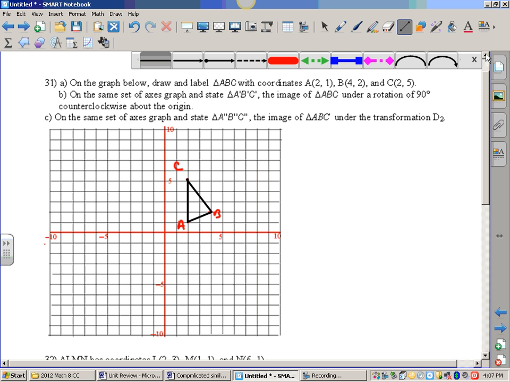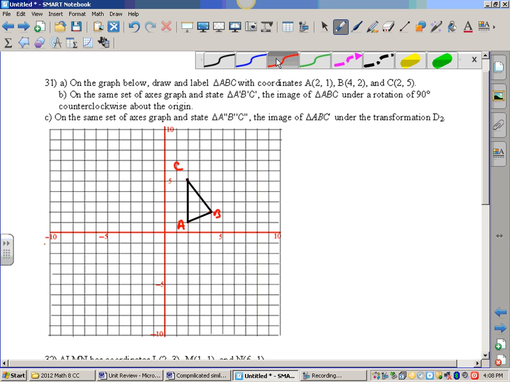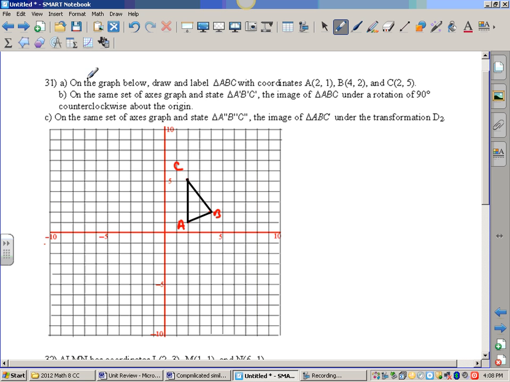There's my little triangle. And now I'm set to see what I have to do. What do I have to do? On the same set of axes, graph and state triangle A prime, B prime, C prime, the image of triangle ABC under a rotation of 90 degrees counterclockwise about the origin. So now, instead of just working with our coordinates, we're going to then graph them. The good thing about it is it's the same rule. You don't need a new rule for this. It's switching and negating the front.